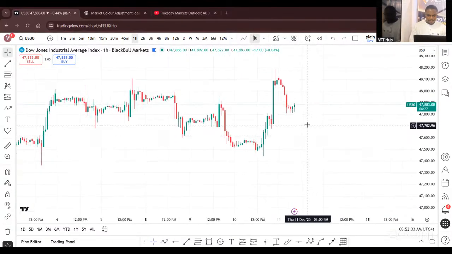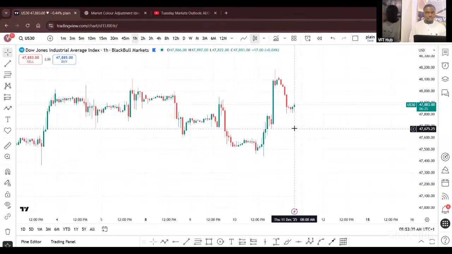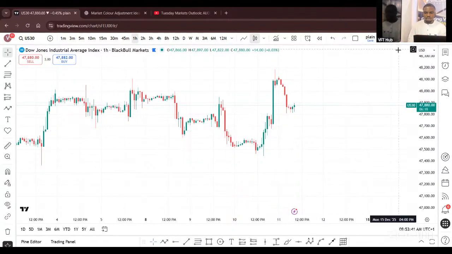All right, so that's pretty much what we have going on for today. One thing we're just going to do is scale down to the lower time frame, and from the lower time frame we can now take trade opportunities to the upside, since we are very, very much bullish.